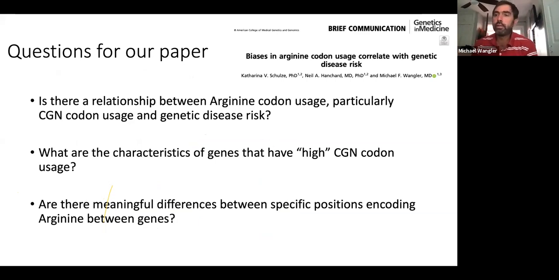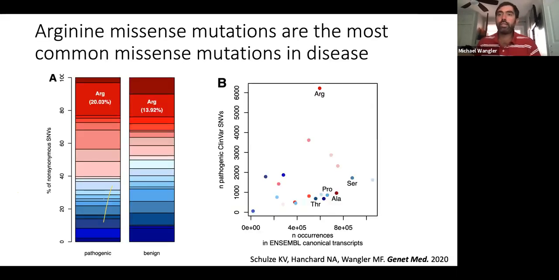We also wanted to know, there are going to be genes that just have high CGN codon usage. What are the characteristics of those genes? And then, are there meaningful differences between specific positions that encode arginine between genes? I'll cover that at the end. So the first thing we did was we just looked at the ClinVar database.